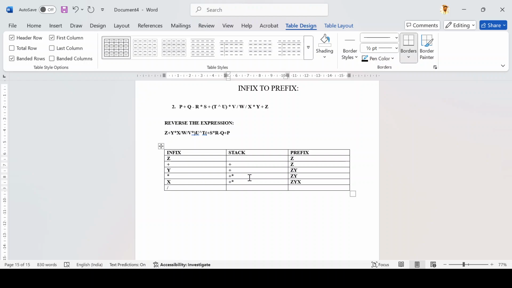Now the division is the incoming operator and the top of the stack is multiply. So the division will be compared with the multiply symbol. The incoming operator is equal in precedence to the top of the stack. So what happens? We will push it to the stack. So plus, multiply and division.